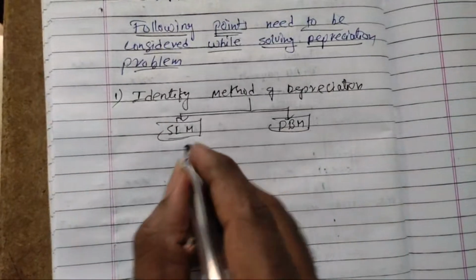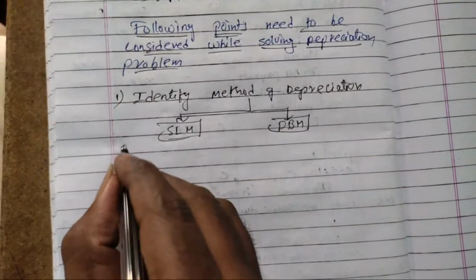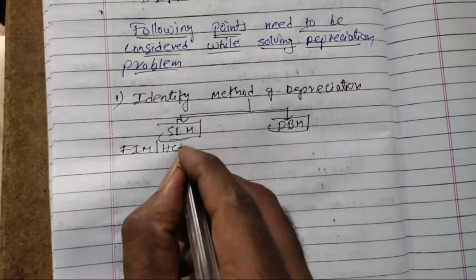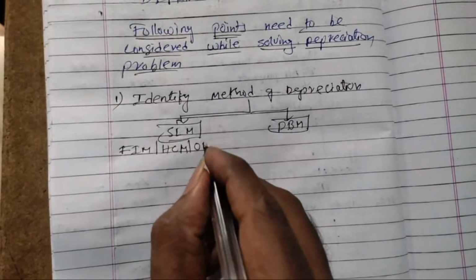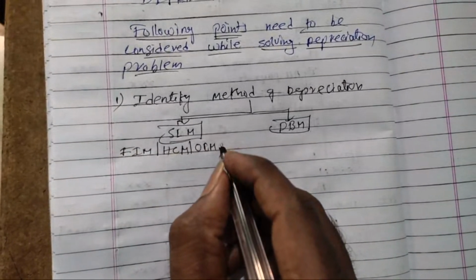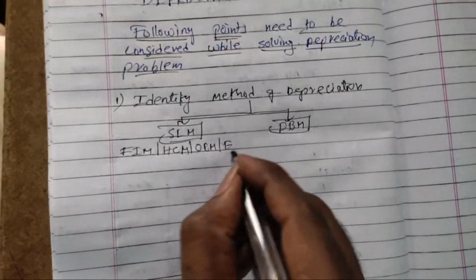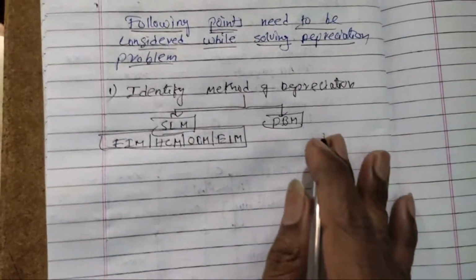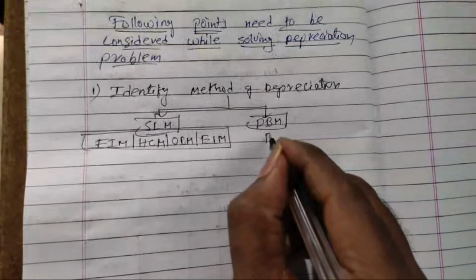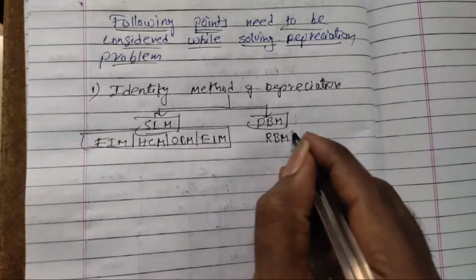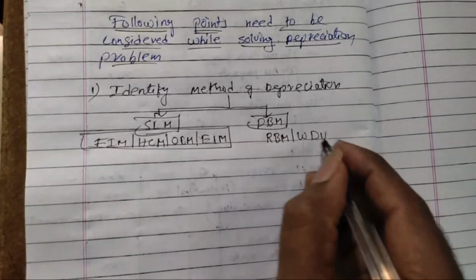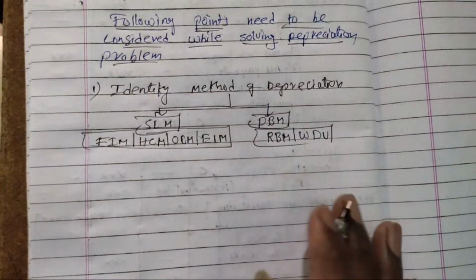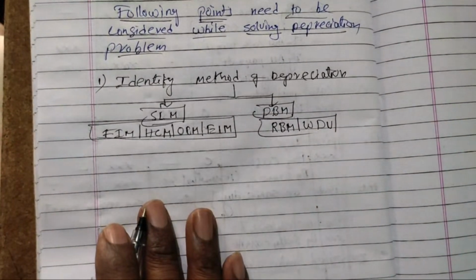If it is straight line method, it is also called fixed installment method, historical cost method, original cost method, or equal installment method. Okay, all these are one and the same. Diminishing balance is also called reducing balance method or written down value method, WDV we call it, right? So which method of question it is? First you need to identify that point.